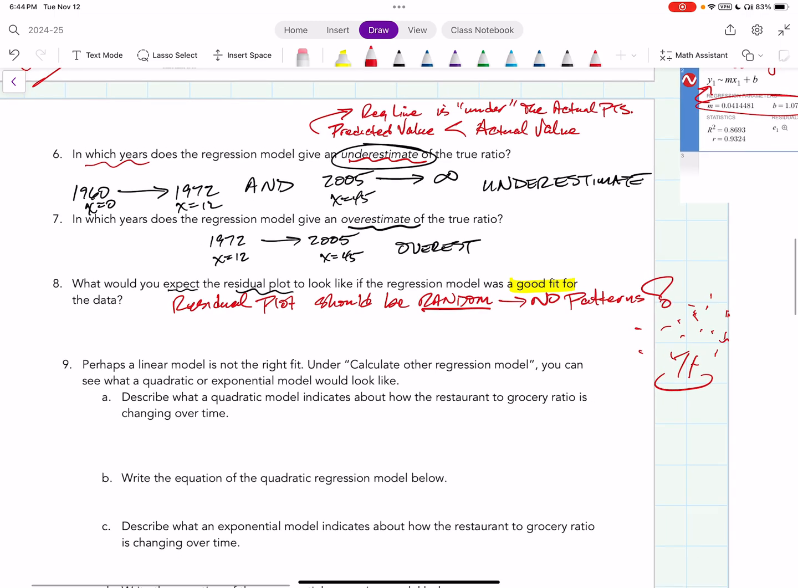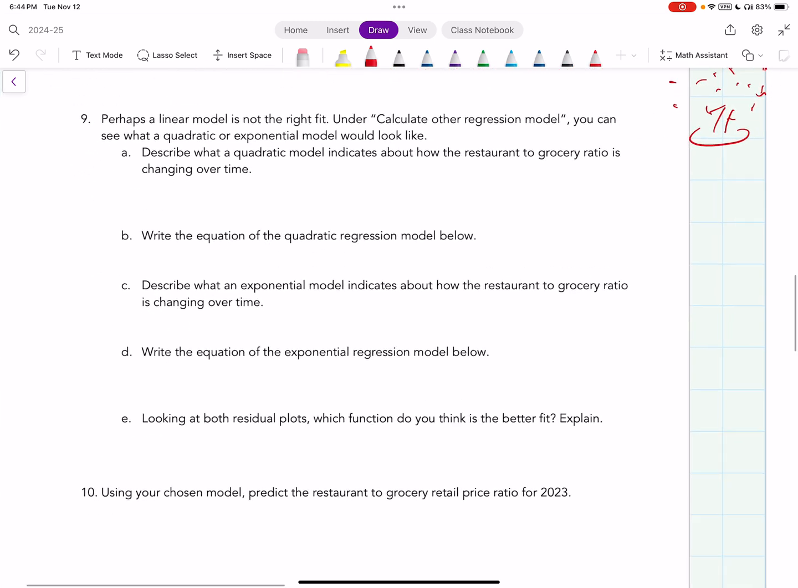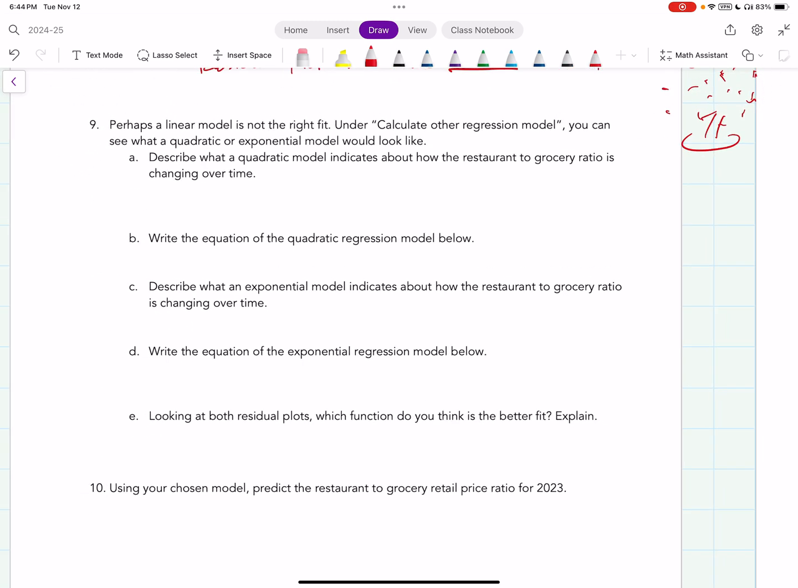Okay, number 9, and this is the last one. Well, number 9 and 10, and then we'll do part 2 later. Perhaps a linear model is not the right fit. Well, duh. I talked about that. So the linear model is a bad model.